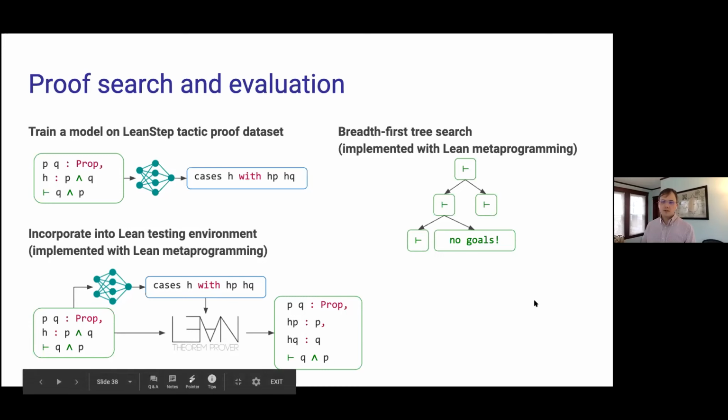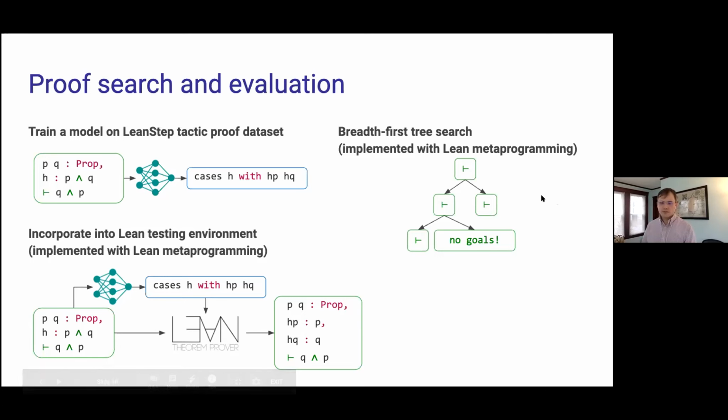We also need a way to do a tree search, because we saw that our model, and pretty much every similar model out there, isn't going to get things right on the first try, or not always. So we need a tree search, and we're going to implement a breadth-first tree search. And both of these have been done in Lean metaprogramming, because Lean has a nice metaprogramming language. And that'll allow us to search for a proof.